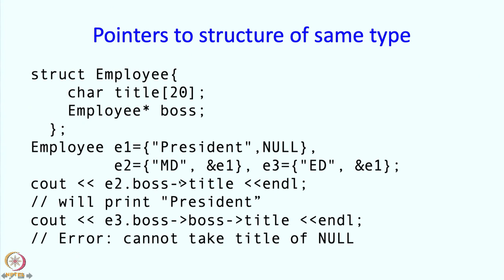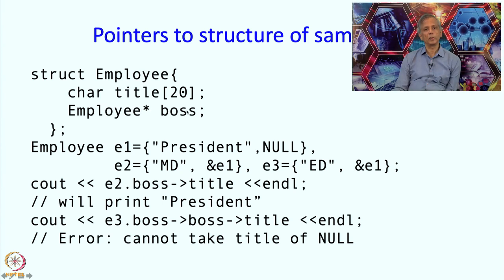Here is an example where we have pointers to the structure of the same type. So we have a struct employee, but inside it is an employee pointer. So boss is a pointer to another employee, okay. This is allowed, okay. This looks like it is referring to itself.